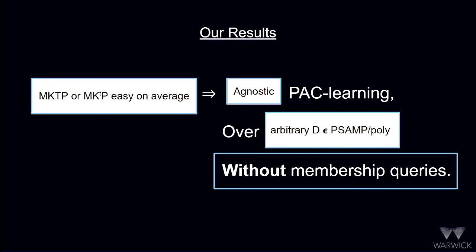So we show that if there's a Kolmogorov complexity analog of a natural property, distinguishing strings of low KT complexity from uniformly random strings, then you can do agnostic PAC learning over arbitrary, efficiently sampleable distributions, and the learning doesn't require membership queries. So just learning from random examples.